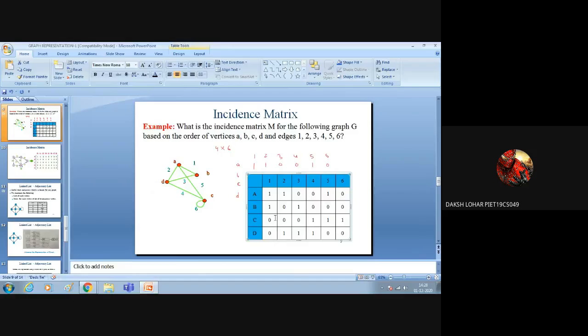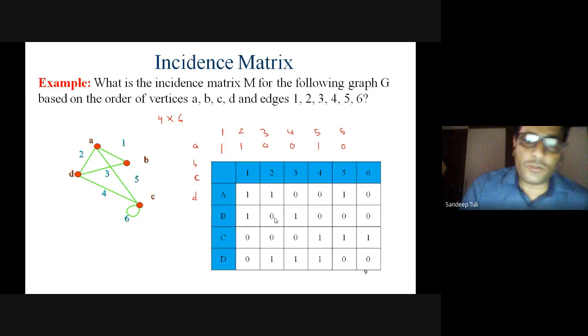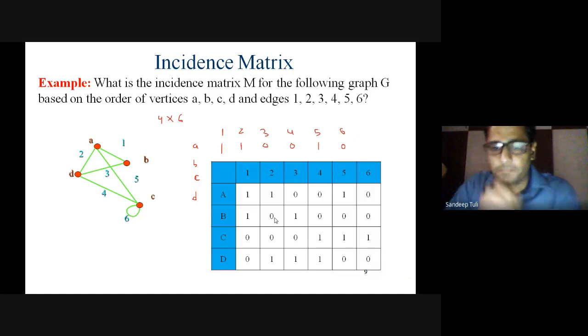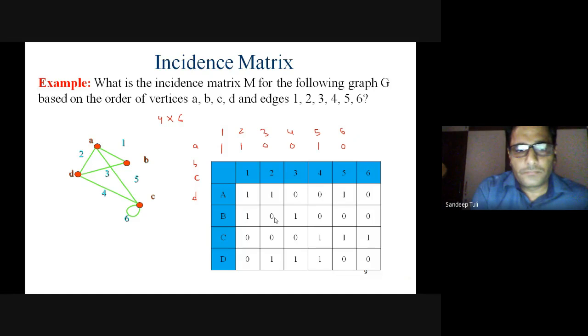So what if it is a directed graph? I will come on to that also. First, clear the basics of the undirected graph. Is it okay now? Is there any doubt? You just cross check the entries. For D, the values for 2, 3, 4 will be 1. For C, the values for 4, 5, 6 will be 1. For B, it will be 1 and 3 only. All others are 0. For A, it is 1, 2 and 5. So is it okay?